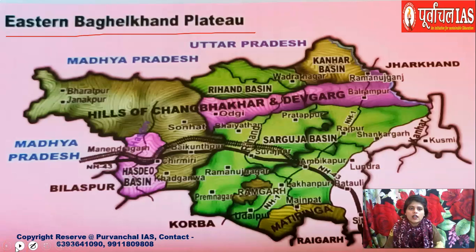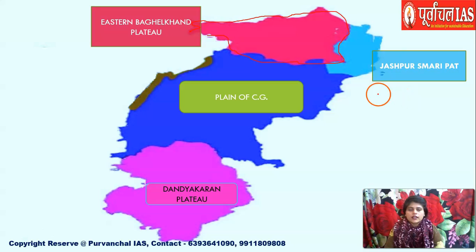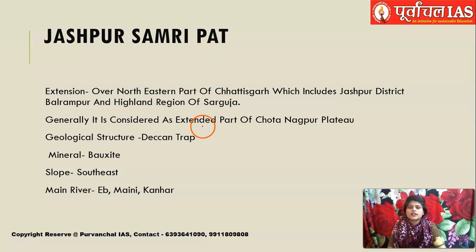Now let's move towards the second division, that is the Jashpur Samri Pat part. So in the beginning of this map, I have shown you this area, the Jashpur Samri Pat, this blue one. This is the area of Jashpur Samri Pat, and I told you what a Pat is: a part which is flat from the top and steep from the sides, a little upward in the highland. It is generally considered an extension of the Chotanagpur Plateau in India, and this part of Jashpur Samri Pat is a continued part of this Chotanagpur Plateau.